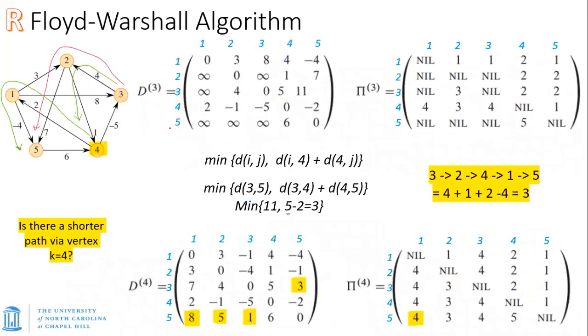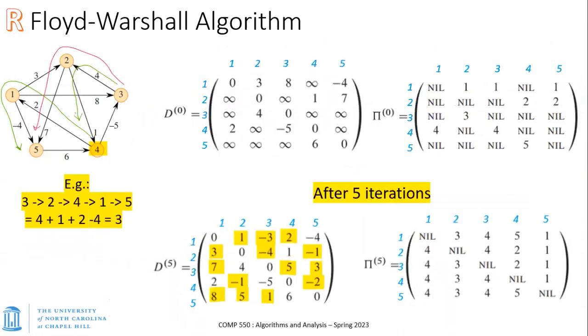Then we've got the best solution having gone through 1, 2, and 3. Can we improve on that by going through vertex 4? We saw that there were several improvements. Finally, we go through vertex 5 and ask whether the estimates can be improved. Clearly, starting from D0 to D5, we've got quite a few improvements, so I've highlighted all of these improved paths.